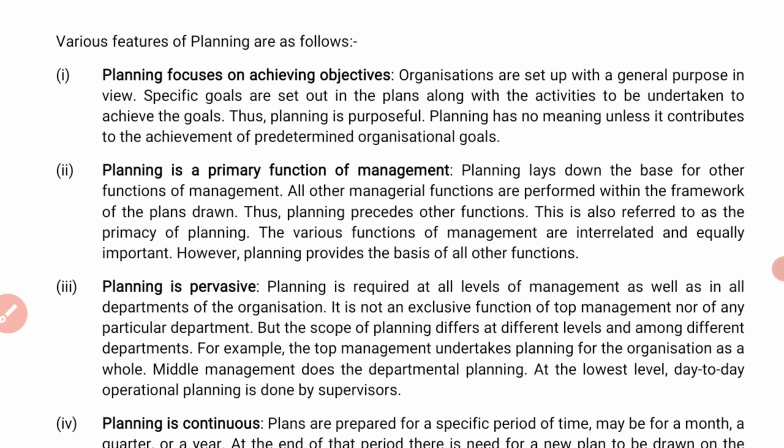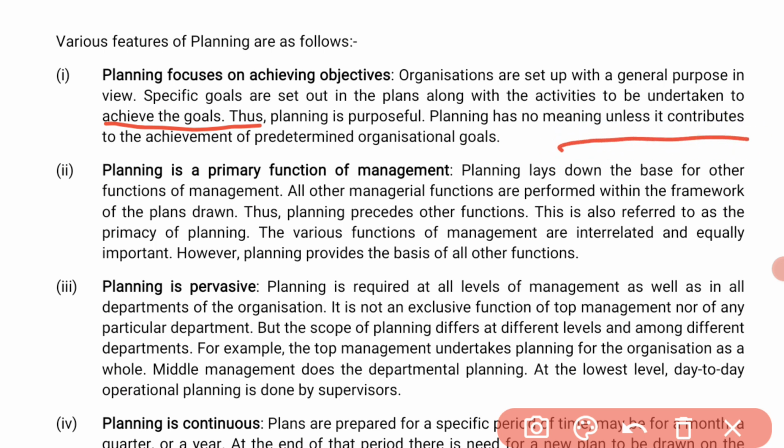The specific goals are set out in the plans along with the activities to be undertaken to achieve the goals. Planning is to be set up to achieve the goals. Thus, planning is purposeful. It has no meaning unless it contributes to the achievement of predetermined organizational goals. So planning is to be done to achieve the organizational objectives and goals. This is the first feature of planning.